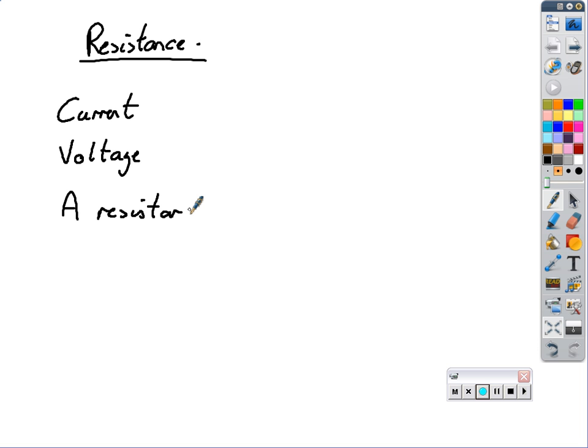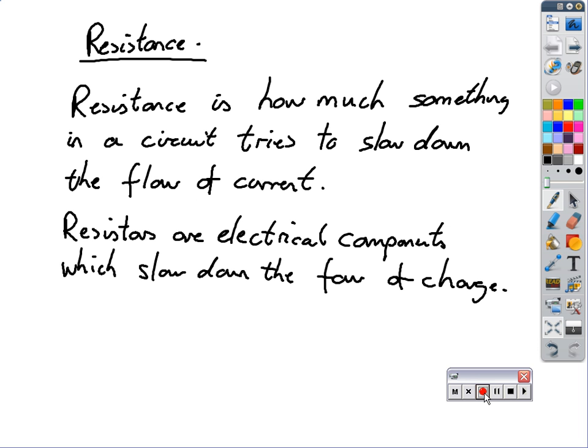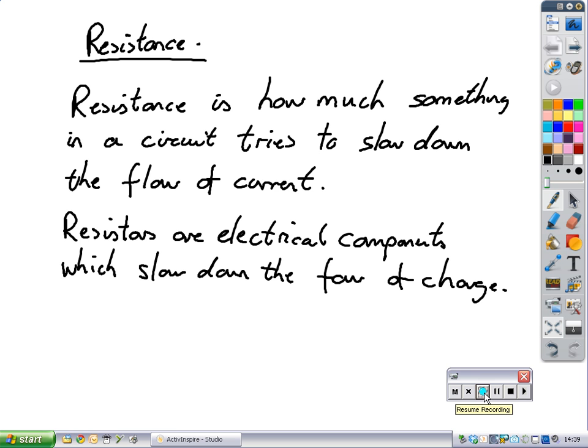You copying this down, sir? Yeah, I'll just rub that out, just copy down from here. So let's copy down. Heading is resistance. This is how much something in a circuit tries to slow down the flow of current. Resistances are electrical components which slow down the flow of charge. Now we're going to do electrical components next week.